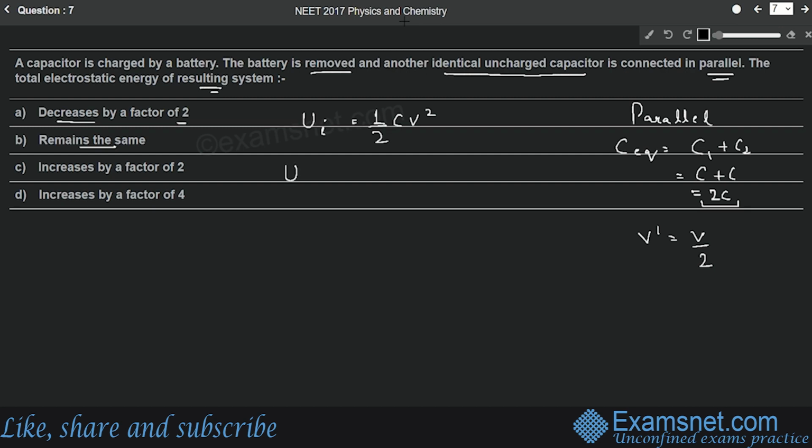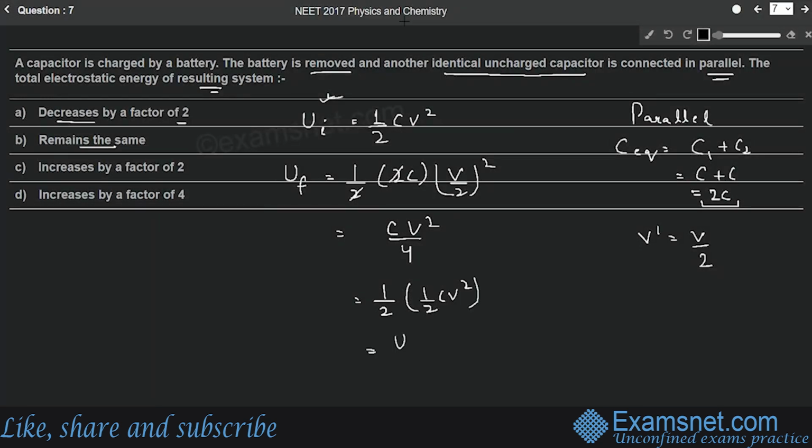So the final electrostatic energy will be equal to half into 2C and V by 2 square. Okay, so let's solve this. This 2 will be cancelled. Then CV square upon 4. Okay, and we know that half CV square is the initial energy, so we can write it as half CV square, right? That means this is the half of initial electrostatic energy, right? That means it decreases by a factor of 2. Okay, so option A will be the correct answer.